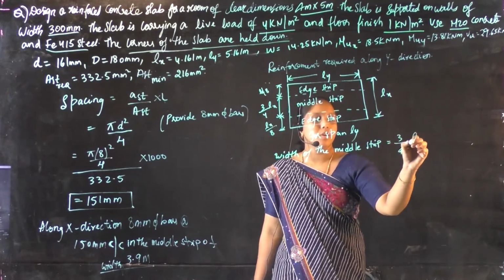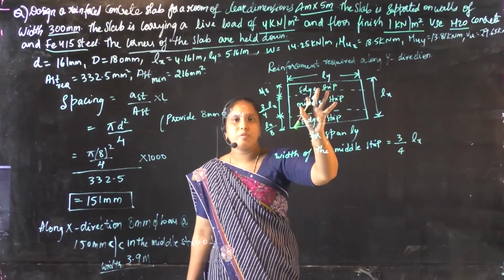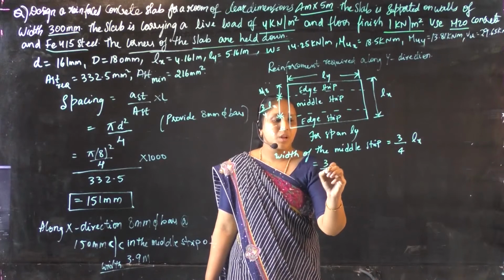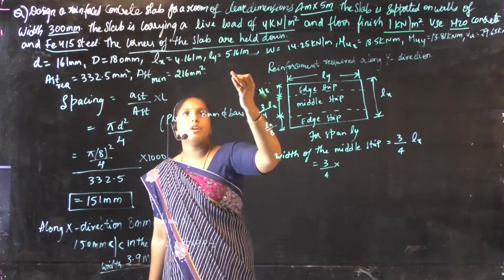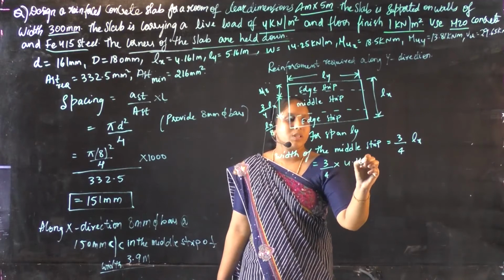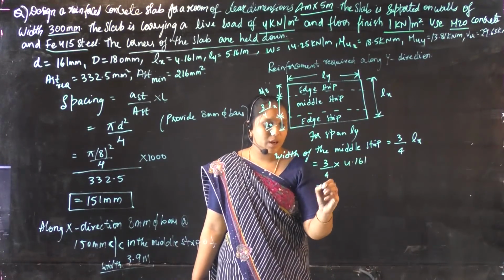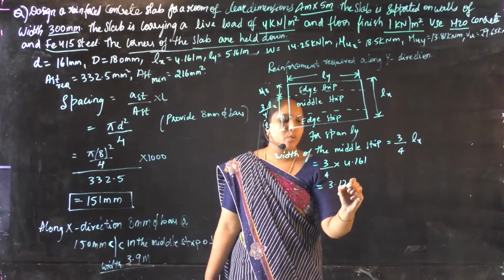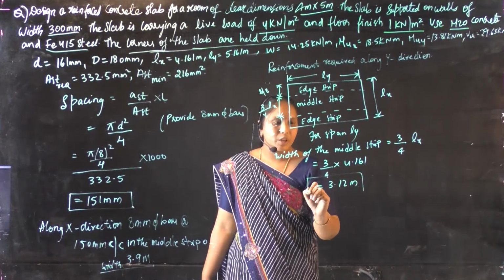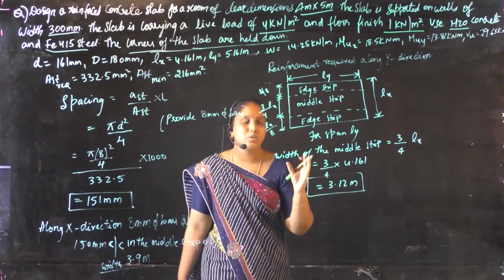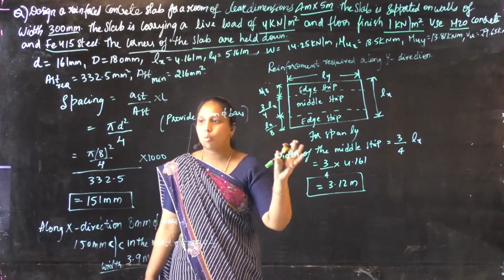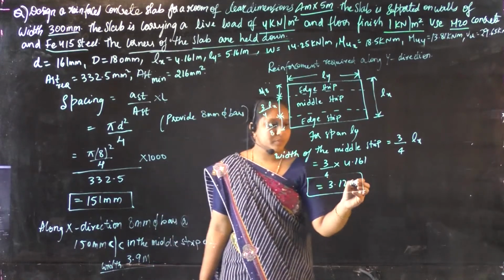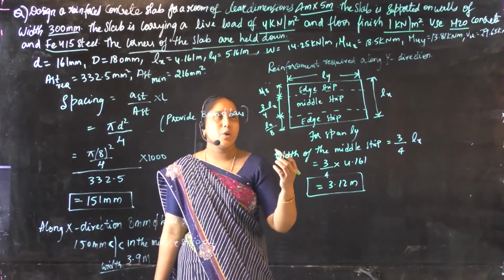It is 3/4 Lx, which is given in IS 456-2000 Annex D. From that you have to take this. So it is equal to 3/4 into Lx. What is the value of Lx given here? It is 4.161 meters. So from that you will get a value of 3.12 meters. So this is the width of the middle strip, which is 3.12 meters. For this 3.12 meters only, we have to calculate the area of steel reinforcement. So now let us calculate the area of the steel reinforcement.